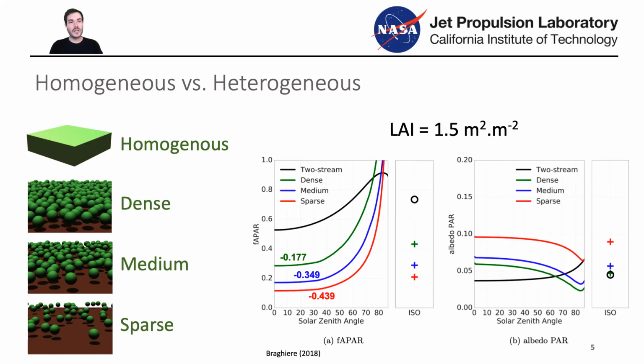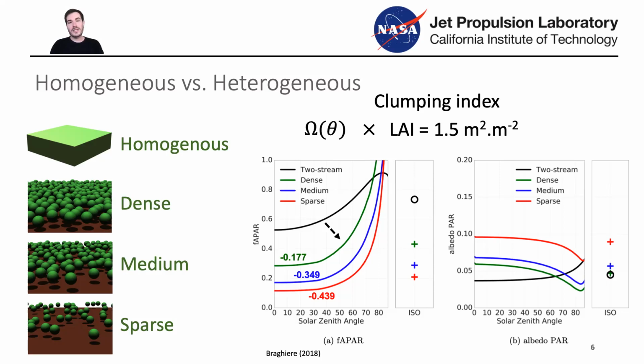When we look at the results of this canopy in comparison to the 1D case, which we call two-stream, we see that for the fraction of absorbed photosynthetically active radiation across all sun zenith angles, and including when the radiation is completely diffuse or isotropic, we see a large bias in the amount of absorbed and also the amount of reflected radiation to the atmosphere. And that has a lot of implications for the accurate calculation of photosynthesis and the surface energy balance.